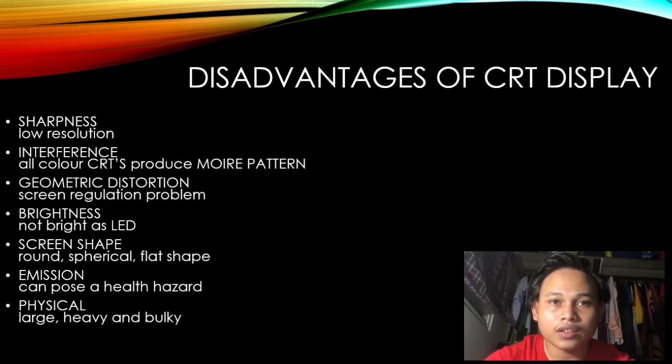Number 6, emission. CRTs give off electric, magnetic, and electromagnetic fields. There is considerable controversy as to whether any of these pose a health hazard. Number 7, physical. They are large, heavy, and bulky. They consume a lot of electricity and produce a lot of heat.